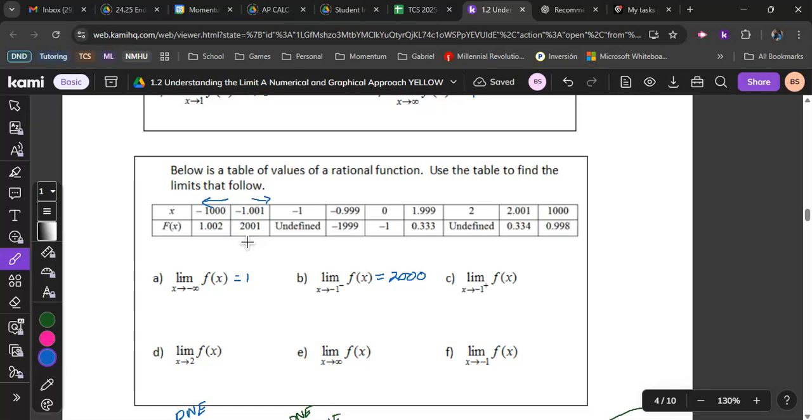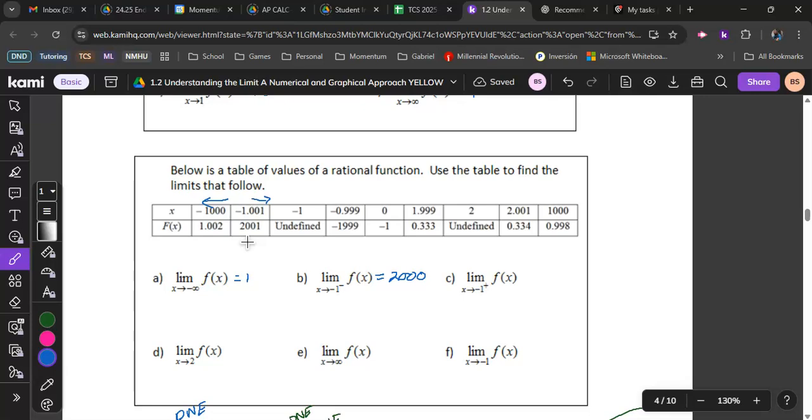Well, then we'd say, oh, it's probably actually going to infinity because it's quickly jumping up, right? If we had negative 1.1 and it was at like 2000.5 or something like that, we'd say, oh, it's going to 2000. Why is it positive? Because it's 2001, if it's at 2001 already when it's just a little bit to the left.